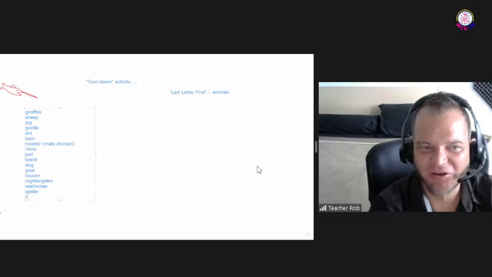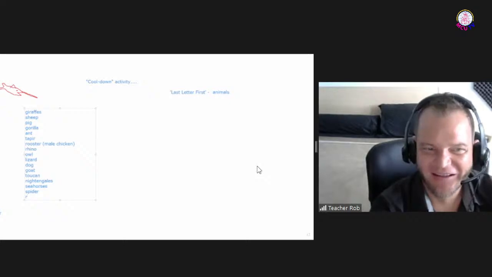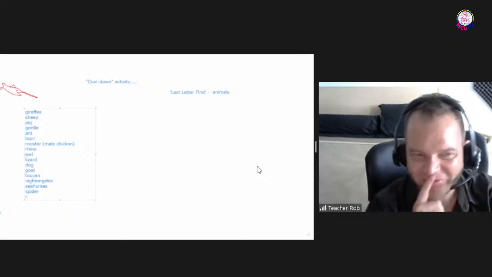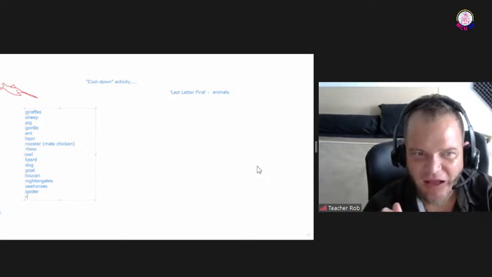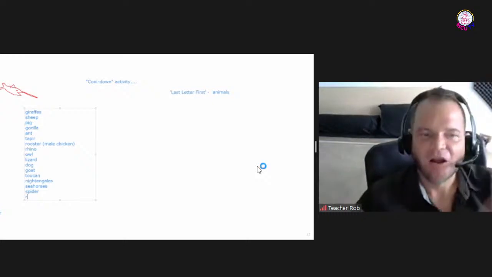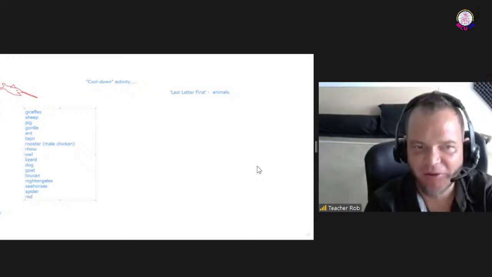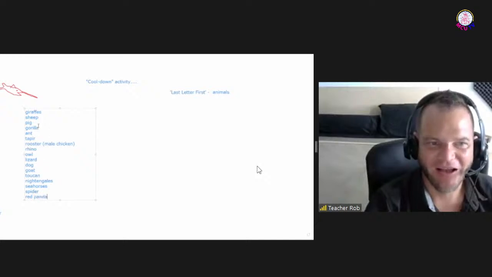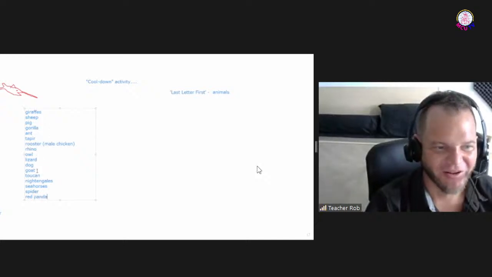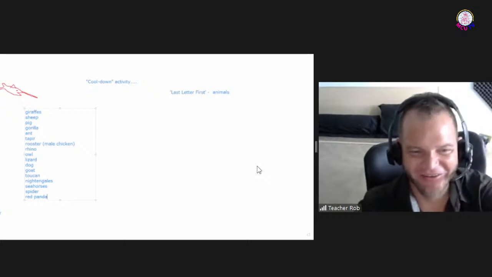So we need to start with an R though. Yes, we need some sort of R animal. Rabbit. How about, do you guys know this one? A cousin of a panda bear, red panda. They're only about the size of a raccoon. Very, very cute little animals. Red panda. That'd be a good one.